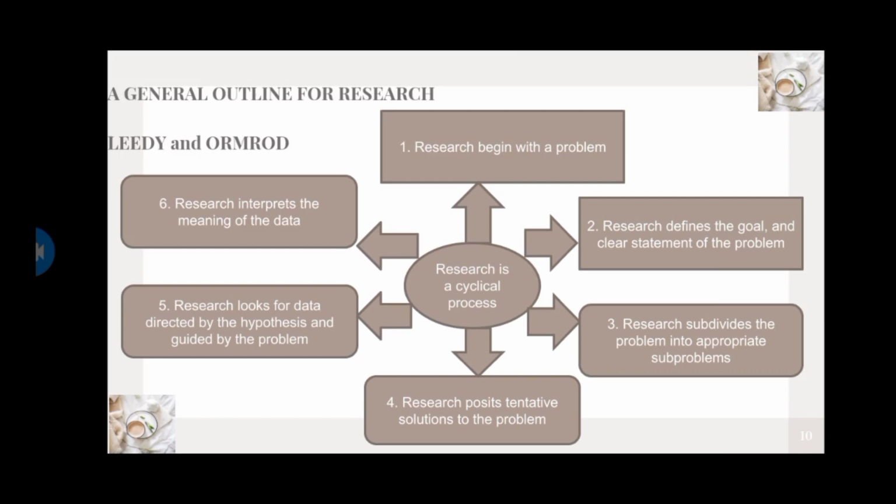First, research begins with a problem, an unanswered question in the mind of the researcher. Second, research defines the goal in terms of a clear statement of the problem. Third, research subdivides the problem into appropriate sub-problems. Fourth, research posits tentative solutions to the problems through reasonable hypotheses. These hypotheses direct the researcher to appropriate data. Fifth, research looks for data directed by the hypothesis and guided by the problem.